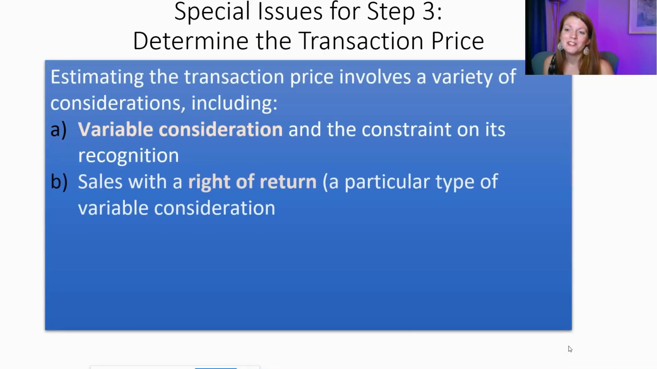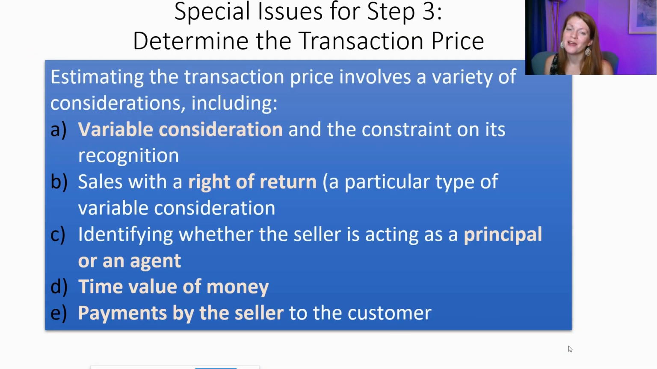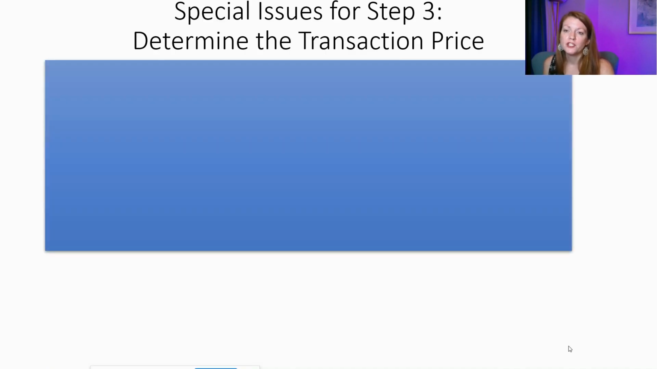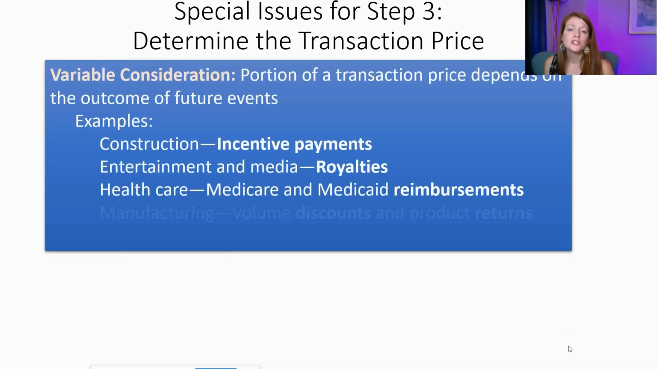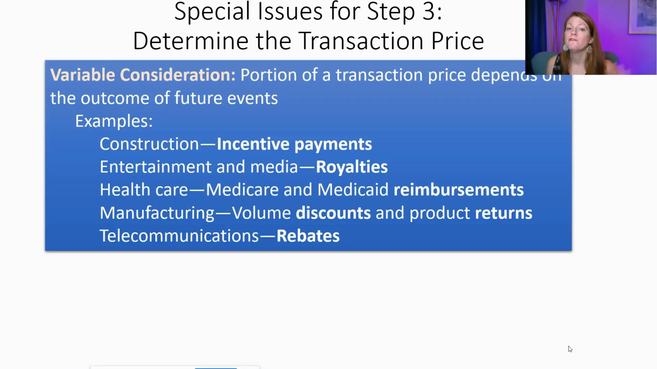So now we need to determine the transaction price. Estimating the transaction price involves a variety of considerations, including variable consideration, the right of return that the customer may have, whether there's a principal or agent, the time value of money, and payments by the seller to the customer. A lot of stuff to consider under step 3 for special issues. We're going to look at some of those in the rest of this video, but we're not going to look at all of it yet. So let's start with variable consideration. That's where a portion of the transaction price depends on the outcome of future events.